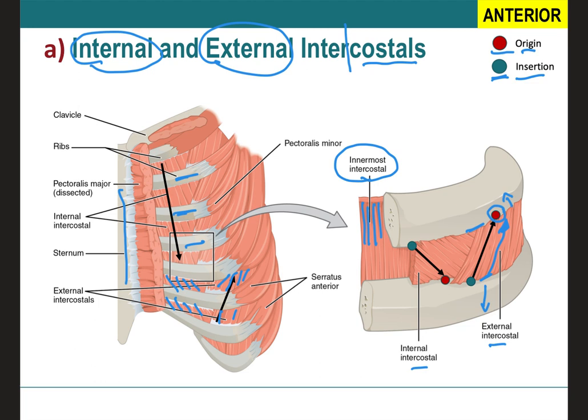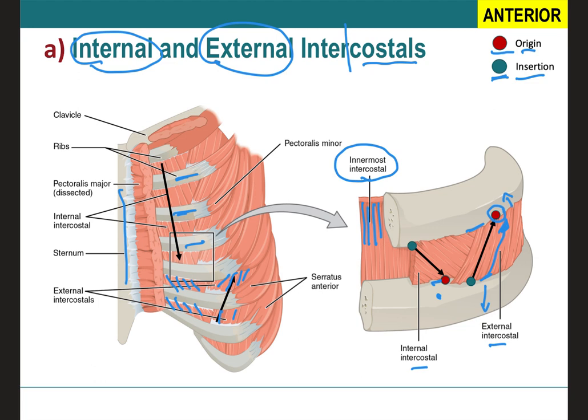On the contrary, the internal intercostals, they originate on the superior border of the rib below, and they will insert on the inferior border of the rib above. Therefore, when this muscle contracts, it will depress the ribs, and therefore it will create a small space between the ribs. Also notice how the fibers of these muscles, they run in opposite directions.